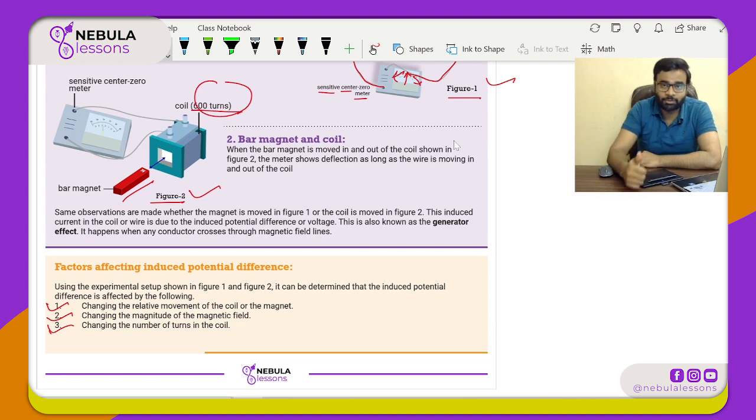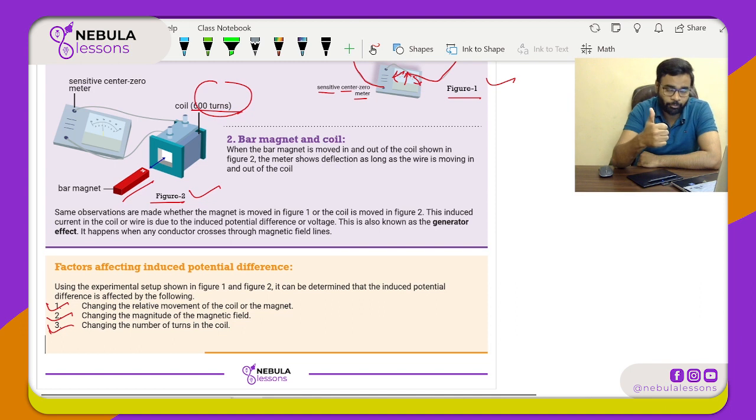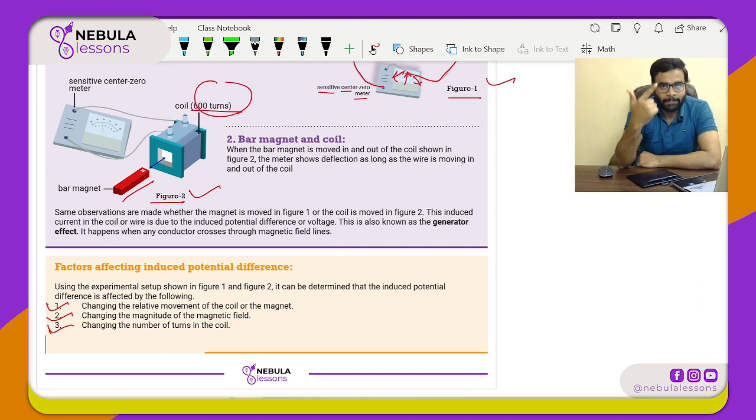The three factors which affect the magnitude of induced EMF are the relative movement of the coil and the magnet, the magnetic field itself, and the number of turns in the coil. So I hope you understood the learning objective, and we're going to learn about Lenz's law in the third and the last tutorial of the series.